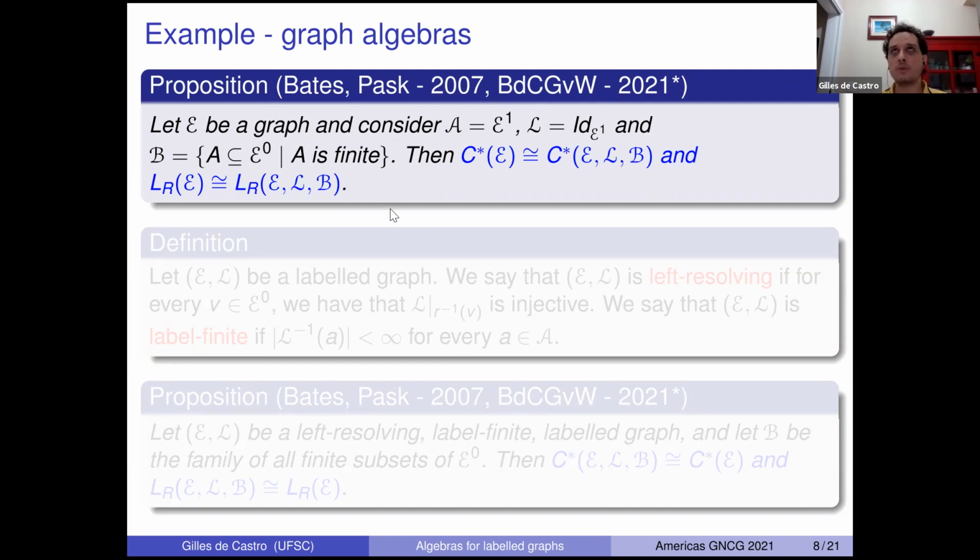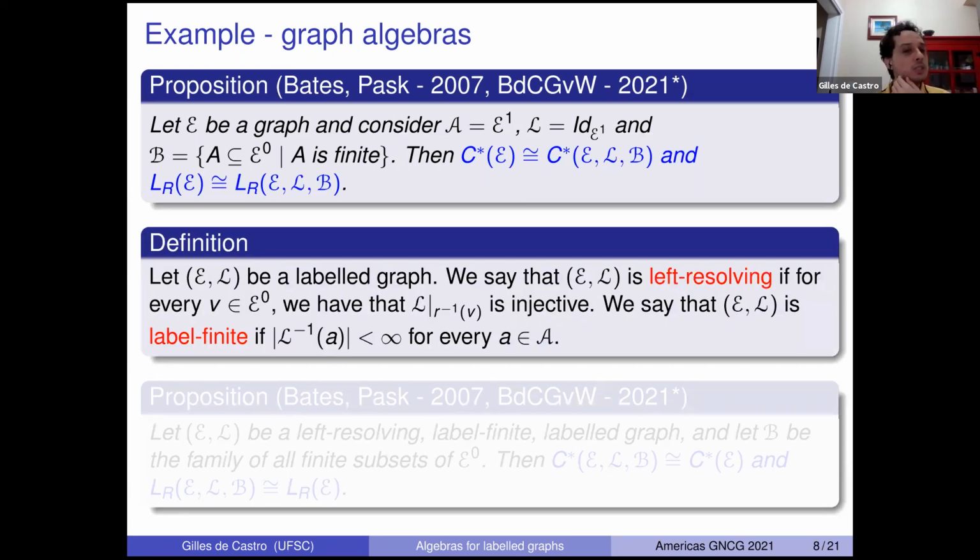So the idea is that when you have a graph, you can consider the labels to be the edges themselves, and then the labeling is just the identity function on the edges. And you have this family B, and since we are dealing with projections of vertices, when you sum these projections, because they are mutually orthogonal, they work as a projection of the union of these vertices. So you just take this family B as the family of all finite sets. And then when we take the C*-algebra of the labeled space, you get the C*-algebra of the graph. And when you consider the left labeled path algebra of the labeled space, we recover the left path algebra of the graph.